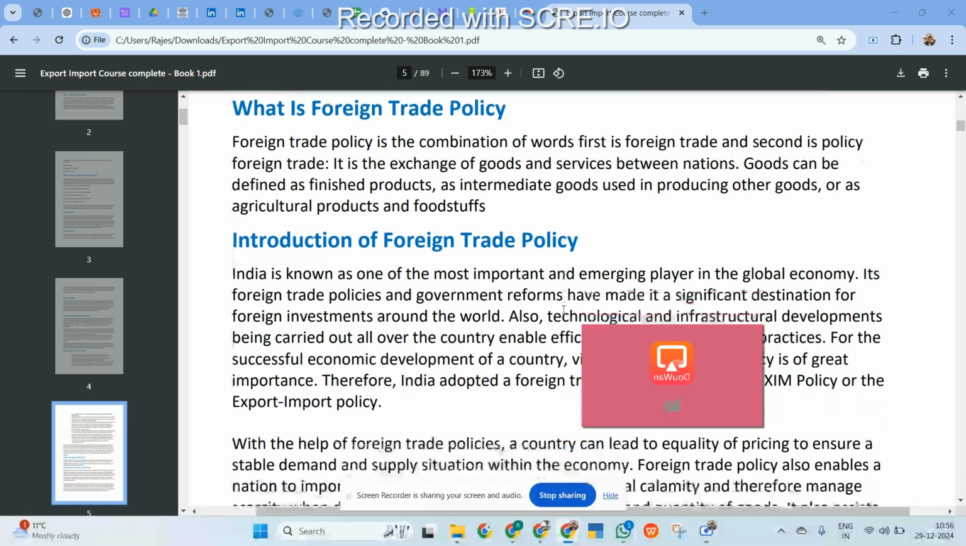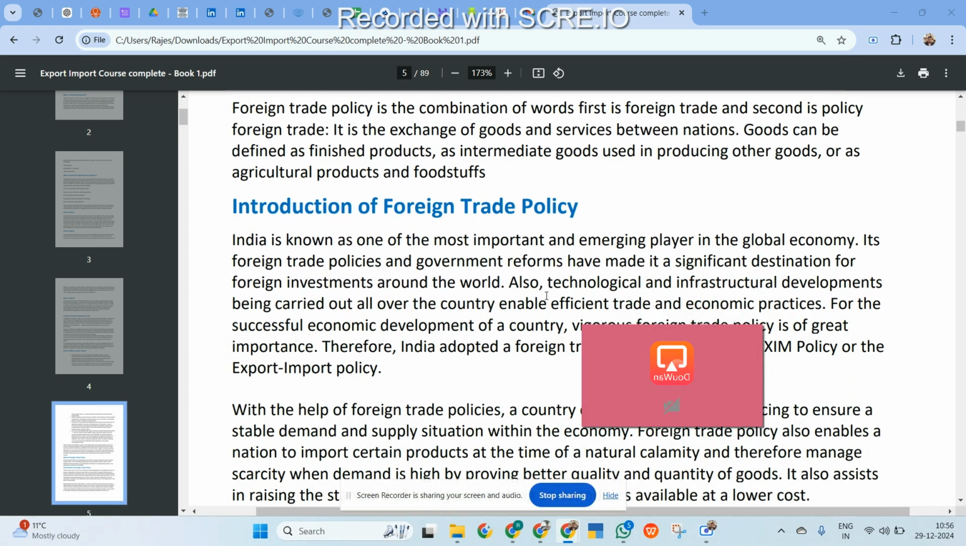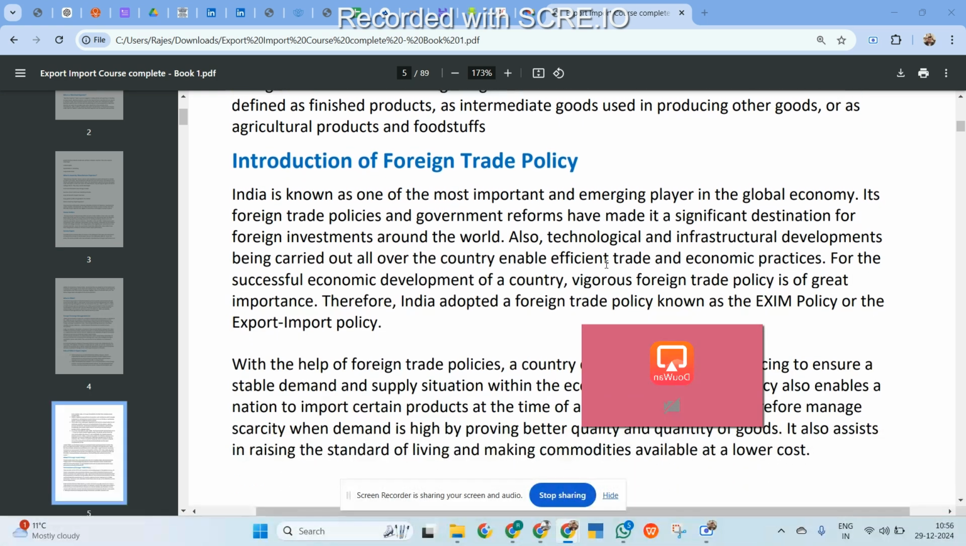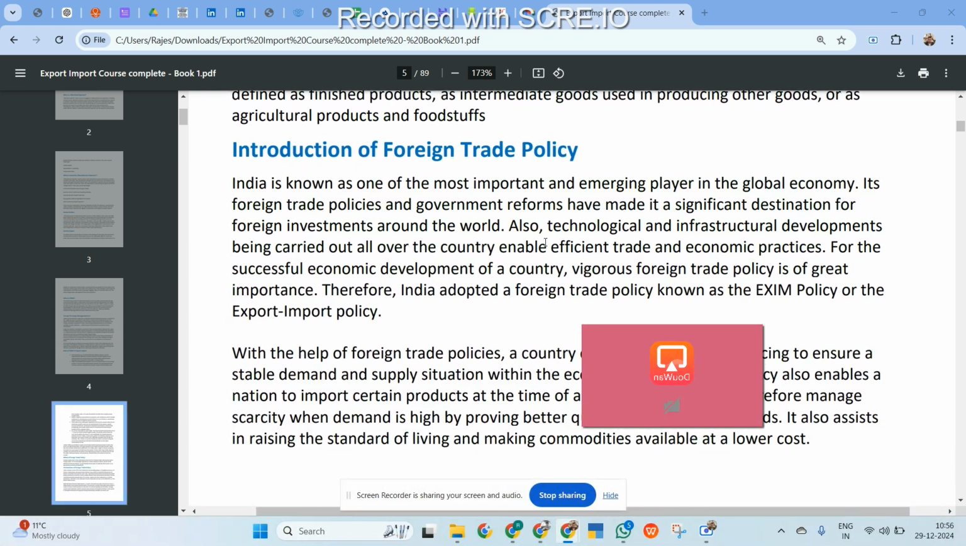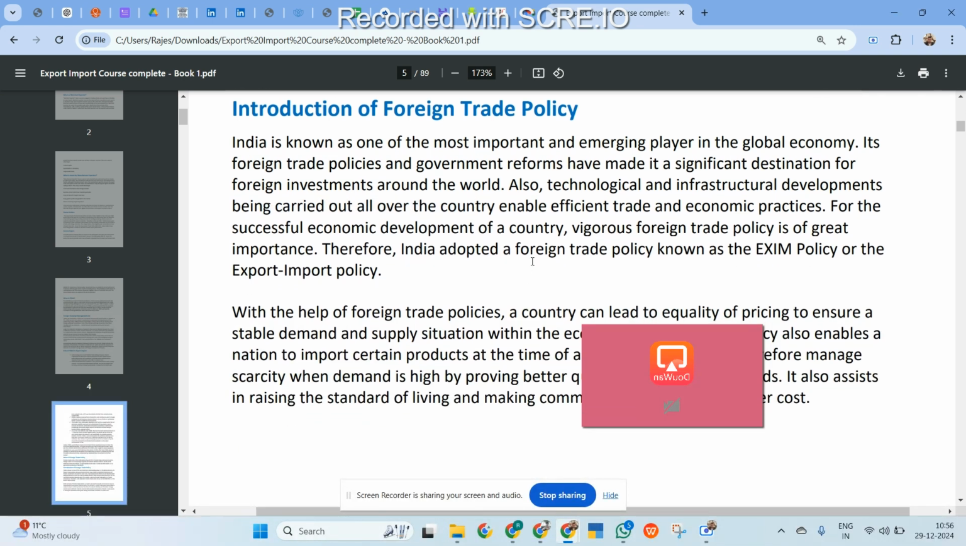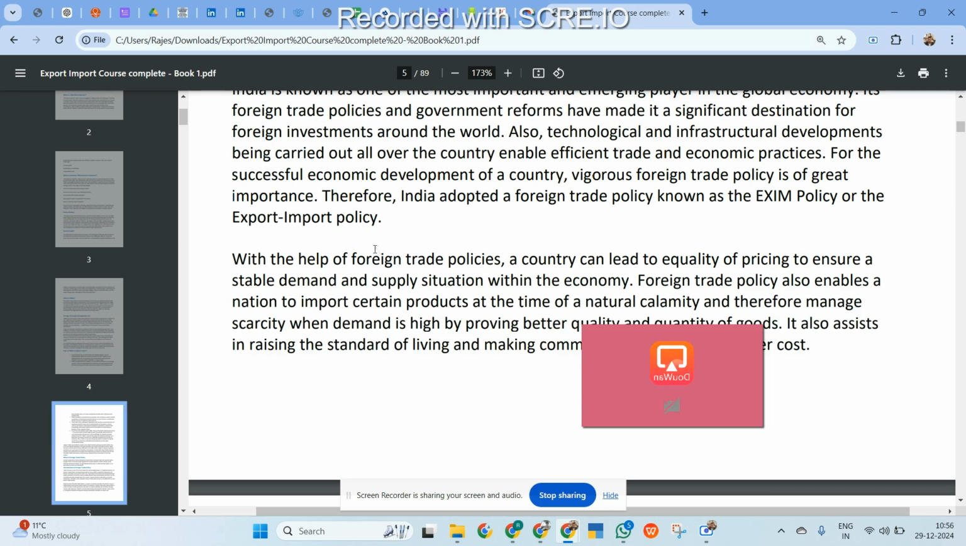Introduction to foreign trade policy. India is known as one of the most important emerging players in the global economy. Its foreign trade policy and government reforms have made it a significant destination for foreign investment around the world. Also, technological infrastructure developments being carried out all over the country enable efficient trade and economic practices. For successful economic development of a country, a vigorous foreign trade policy is of great importance. Therefore, India adopted a foreign trade policy, also called the EXIM policy or import-export policy.